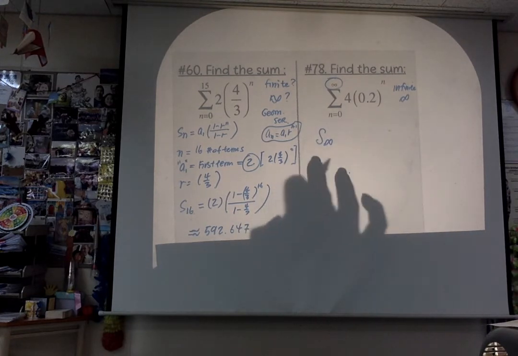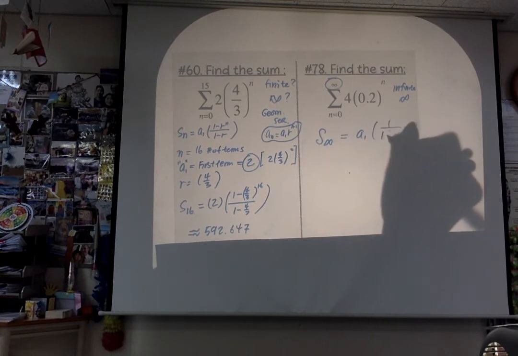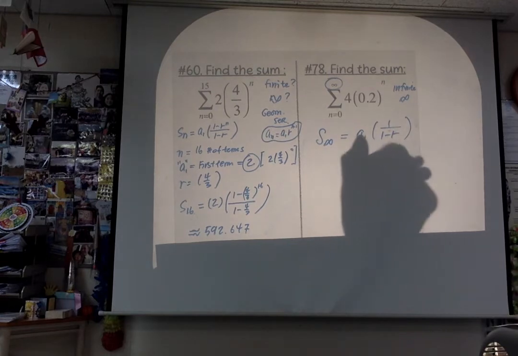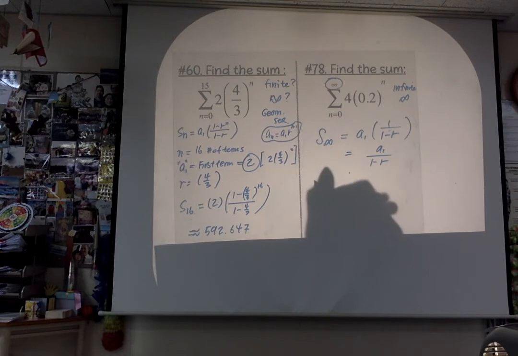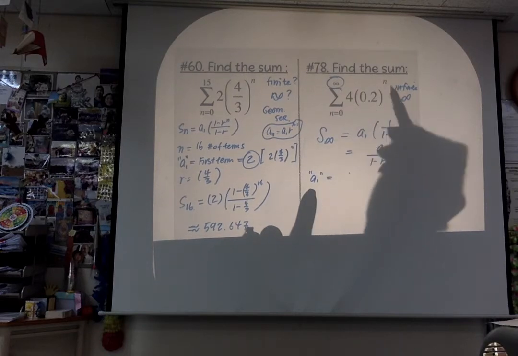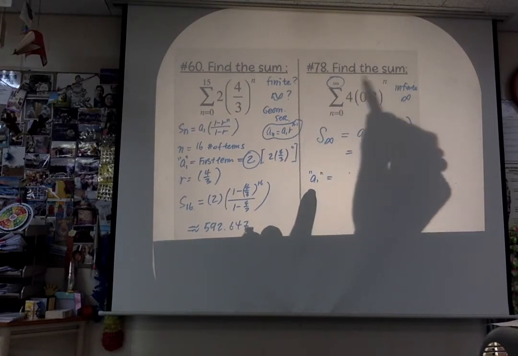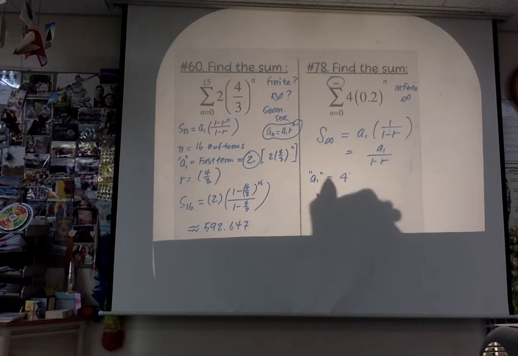The geometric infinite series. You're going to use this formula, a sub 1 over 1 minus r, right? So let's calculate for a sub 1. What's your first term? Notice I say first term, not a sub 1. Your first term is when you plug in a 0 to this geometric sequence. When you plug in a 0 here, 0.2 to the 0 power is 1, so you get 4. What's your common ratio? It's 0.2, or you can write this as 1/5, however you like, okay?